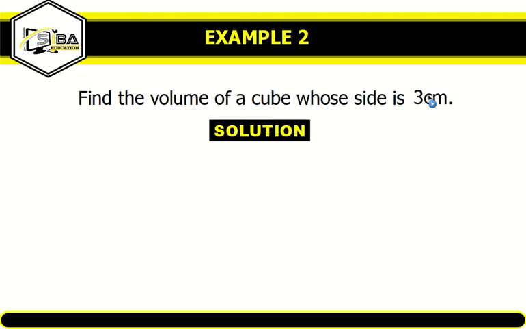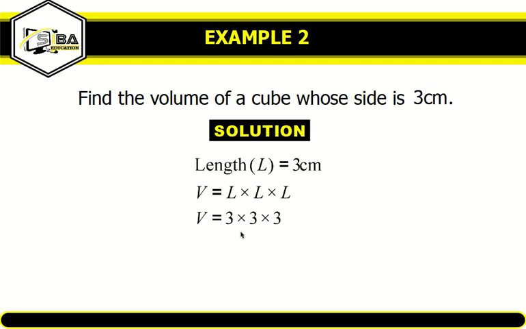So the length of the cube is 3 centimeters. We know that volume of a cube is given by length times length times length. So when we substitute in the 3 centimeters, we are getting 3 times 3 times 3. And 3 times 3 gives us 9. 9 times 3 gives us 27. So the volume of this cube is 27 cubic centimeters.